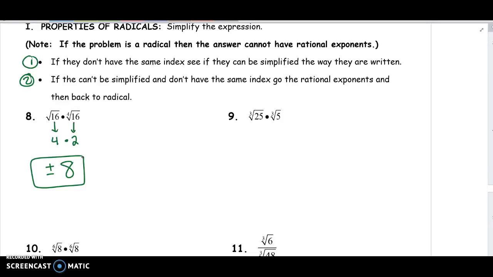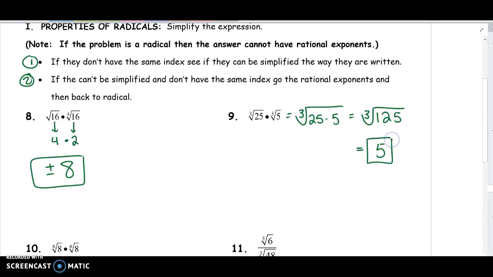Number 9, the 3rd root of 25 times the 3rd root of 5. Look in your thirds column. Do you see 25 in your thirds column? No. Do you see 5 in your thirds column? No. So we can combine these into the 3rd root of 25 times 5. What is 25 times 5? So let's look in our thirds column to see if 125 happens to be there. It does. The 3rd root of 125 is 5. And because this was an odd index, it's just positive 5.